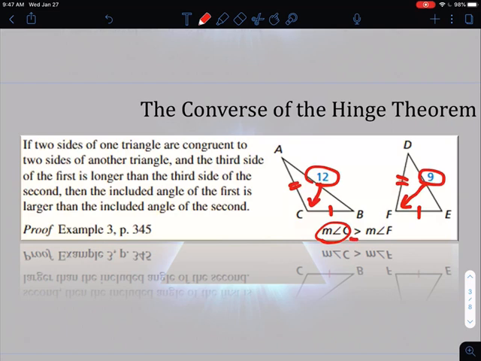Well, because C is across from the bigger side, it is bigger than angle F. Or again, we could flip that. Angle F would be less than angle C because it's across from the smaller side. So basically what you have to understand here with this hinge theorem is the big is across from the big, the small is across from the small.